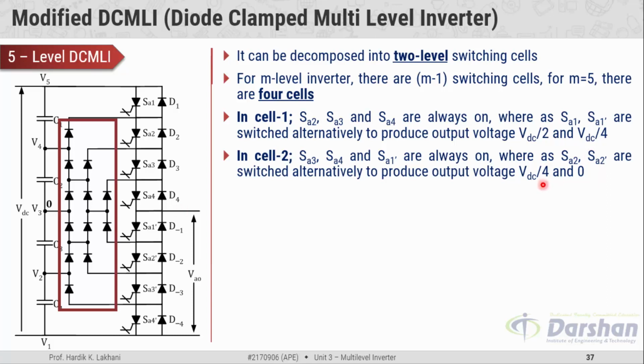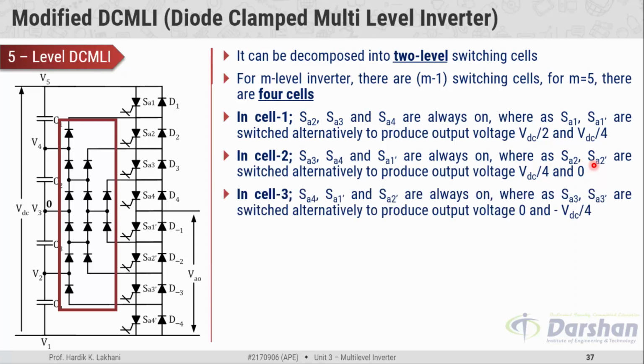But whenever we turn on this SA2 dash, then this V3 node gets connected to the upper terminal of the output via this SA3 and SA4. So we get 0 magnitude. And hence, using cell 2, we can produce another two-level output which has magnitude VDC by 4 and 0 by operating SA2 and SA2 dash alternatively.